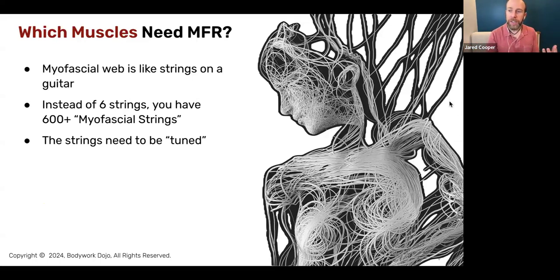If you just release everything under the sun, what will happen is the already stretched stuff will get more stretched, the not stretched stuff will get more stretched, and the imbalance will remain the same because the relative tightness hasn't changed.